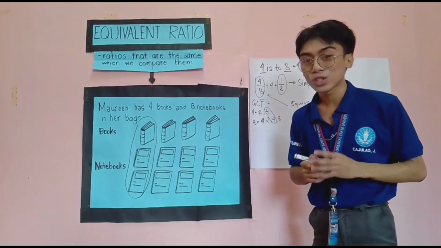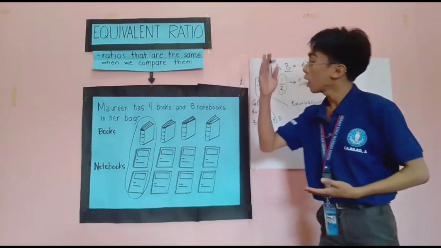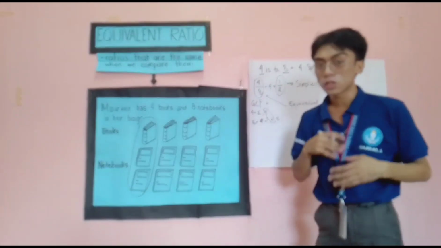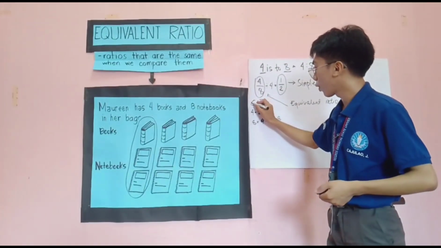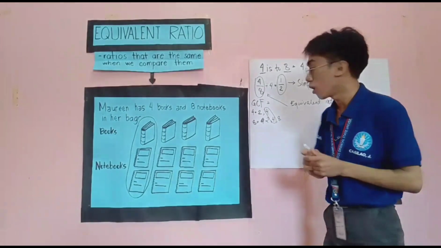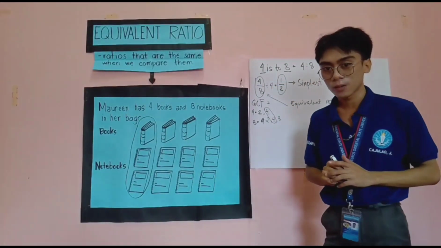It is easy to find our equivalent ratio and simplest form if we know how to get our GCF, or the greatest common factor, of the two numbers.